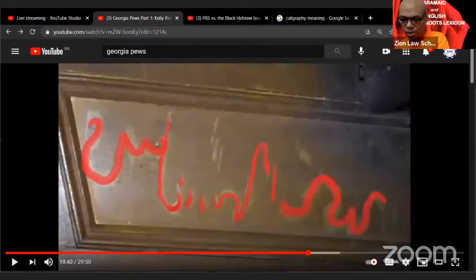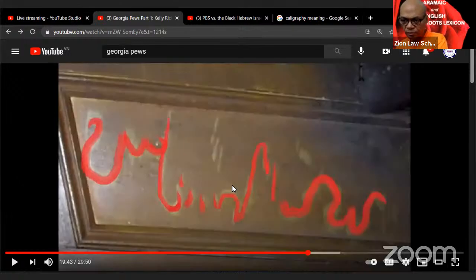Okay, so this is the Georgia Pews. All right, so good, it's showing. So this is the Georgia Pews that we're looking at. Okay, and what I'm going to assert is that this is artistic handwriting. Some people might call it cursive handwriting of the ancient Hebrew script. There's a word here, and I'm going to reveal what the word is, okay? I'm going to reveal that. But let's get some things established first.